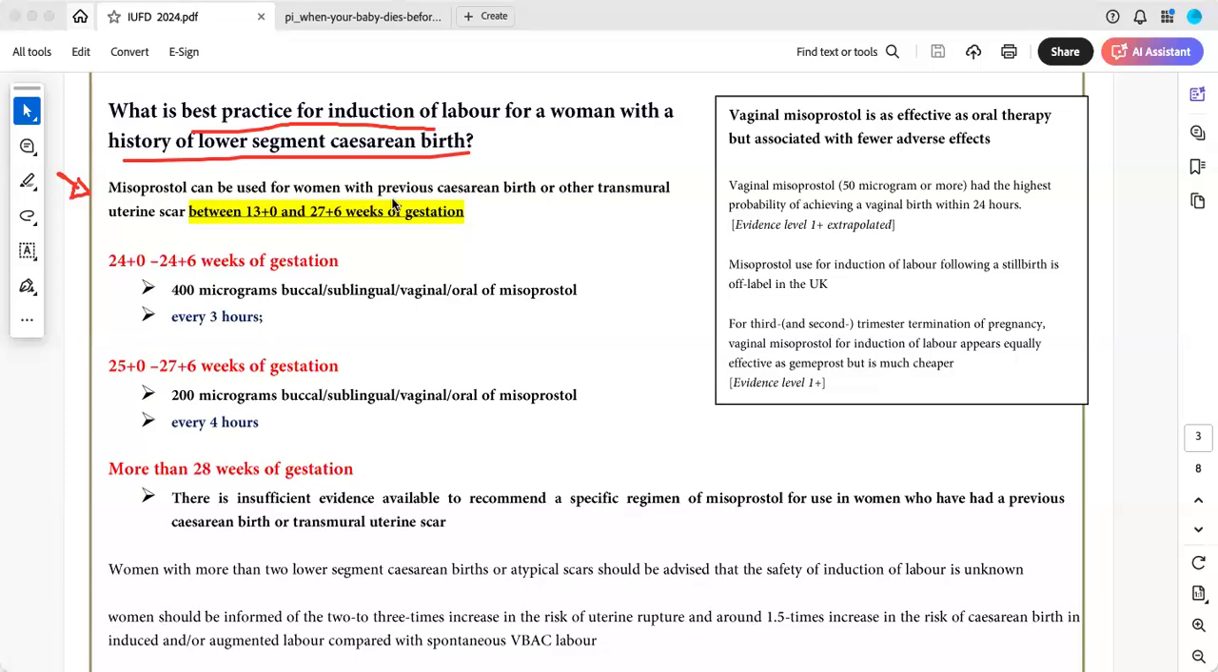Yes, okay. Here, please focus with me, because there's something a bit different that you need to take note of in this guideline, in the IUFD guideline. Misoprostol can be used for women with previous cesarean birth or other transmural uterine scar between 13 and 27 plus 6 weeks of gestation.